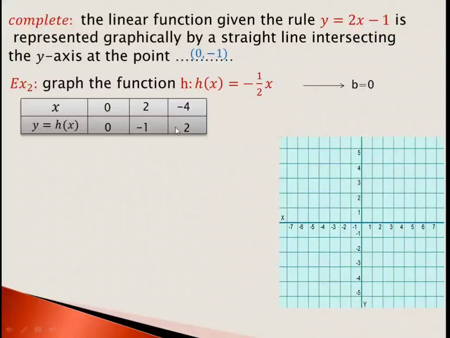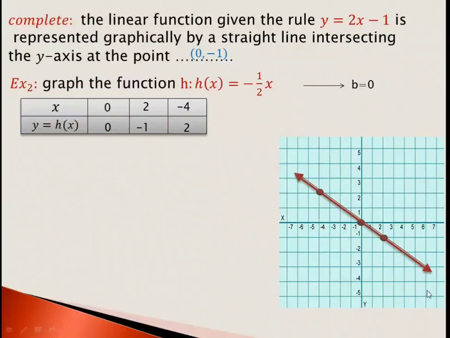Now we can plot each ordered pair here to make a straight line. The first ordered pair is (0, 0), and it's located here in the center, and it is called the origin point. And the second ordered pair, (2, -1), its location is here. Its first projection is 2 and second projection -1. And the third ordered pair, (-4, 2), is located here. Its first projection is -4 and second projection 2. Now we can join these points by a straight line like that.